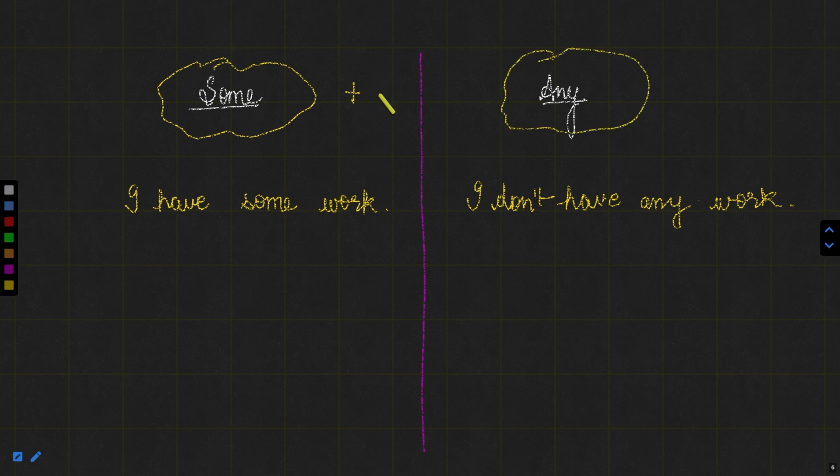When we talk about positive sentences, we use some, and in negative sentences, we use any. For example, I don't have any money, and I have some money. Both of these can be used with countable as well as uncountable nouns. Some, when used with a countable noun, can be used only with plural nouns, because if I say some, it must be more than one. So I can use some only with plural nouns if they are countable. But if it is uncountable, obviously uncountable is always considered singular.